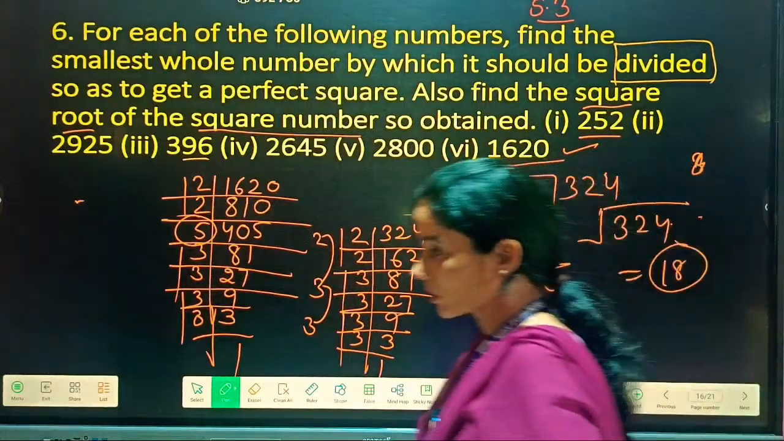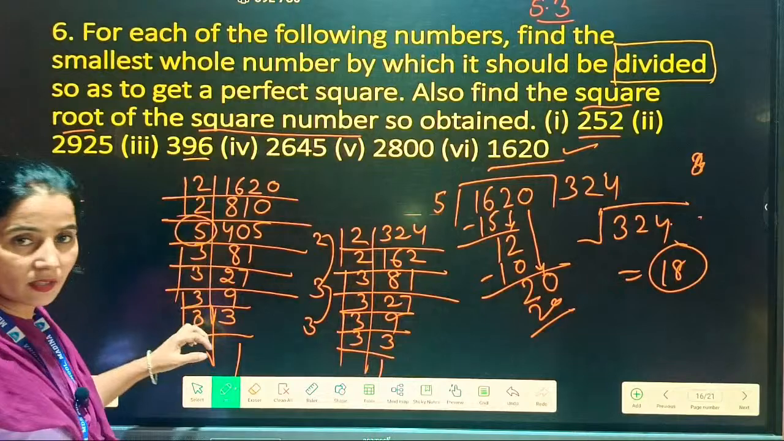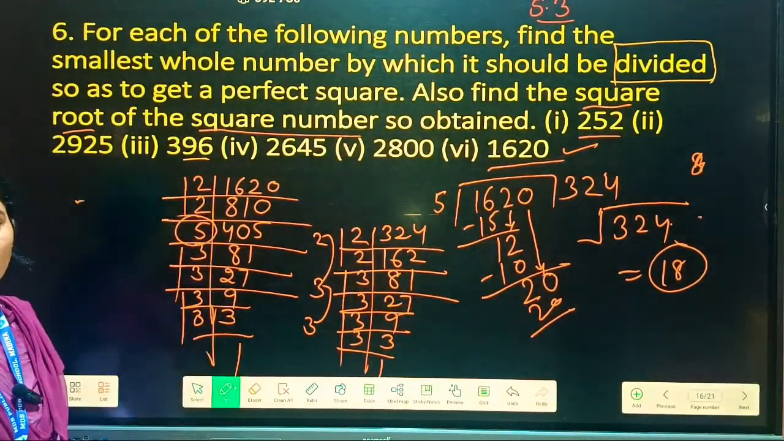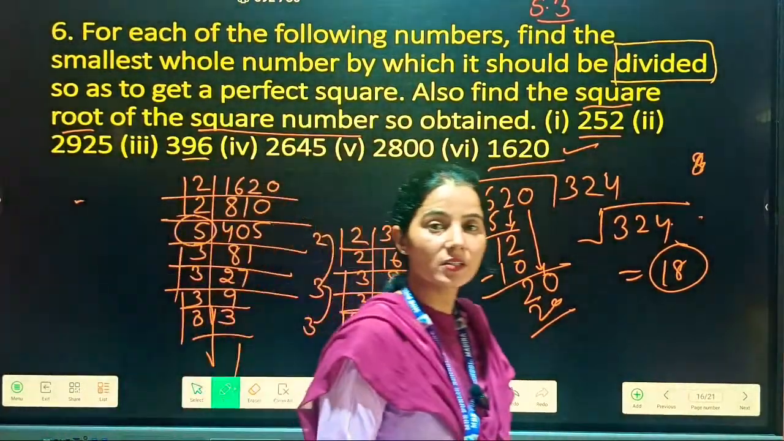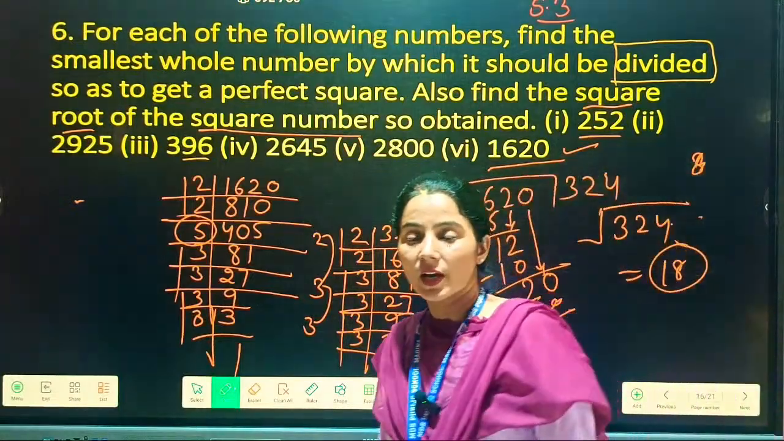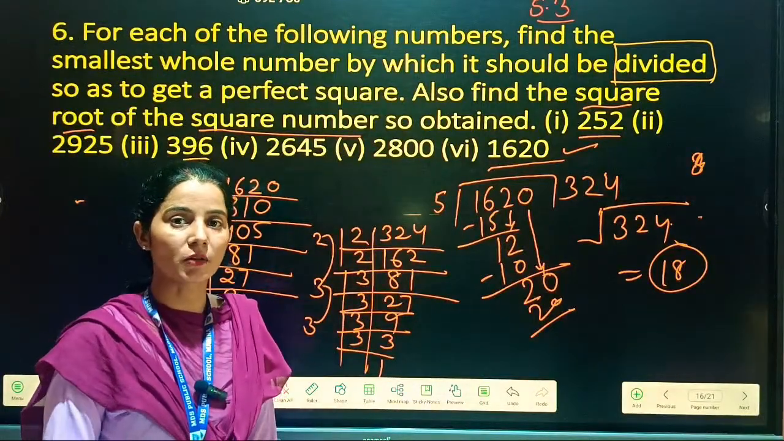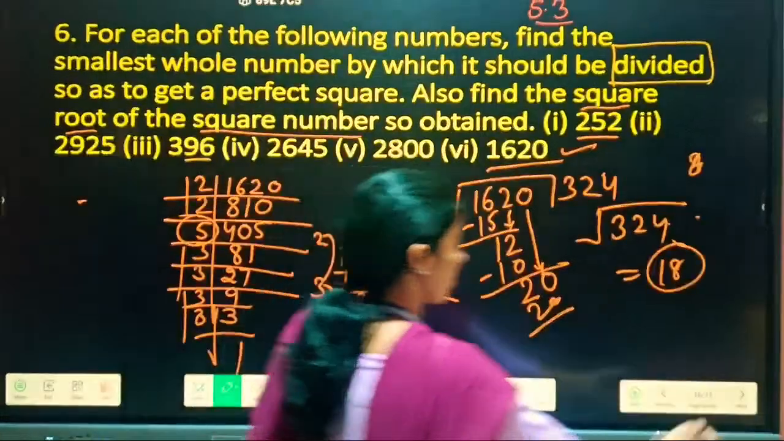What was the question? First of all, in this question, you have to factorize the given number and after that you have to check all factors whether these are in pair or not. If you get any factor that is unpaired, then that is the smallest whole number by which we are going to divide our given number. And after dividing, whichever quotient we obtain, we have to find out the square root of that number. Let us do the next question.